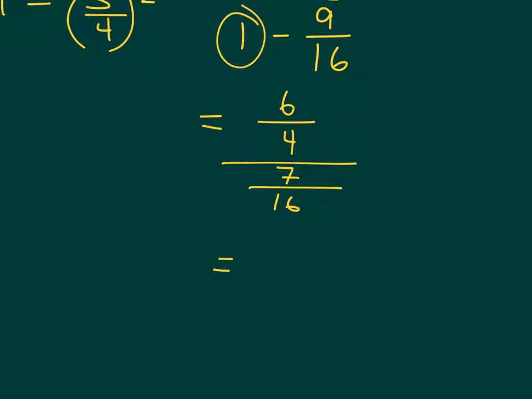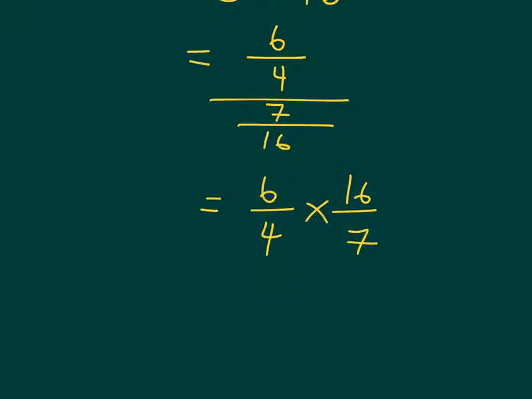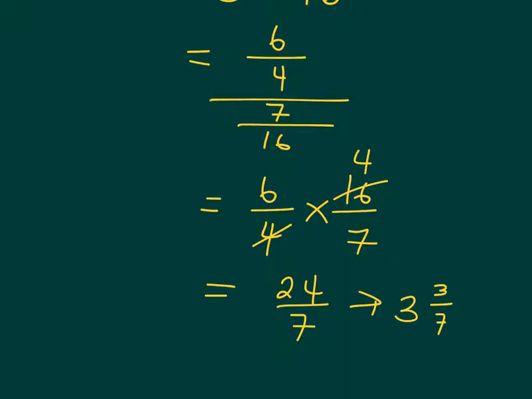Okay, simplify. There are many ways. The safest way is to multiply by the reciprocal. And then if you can cancel, 16 and 4, that's 4. That is 24 over 7. Or you can also change it into a mixed number form, 3 and 3 over 7, because 7 times 3 plus 3. So, same answer. Sa answer key, the 24 over 7 is already accepted. Okay?